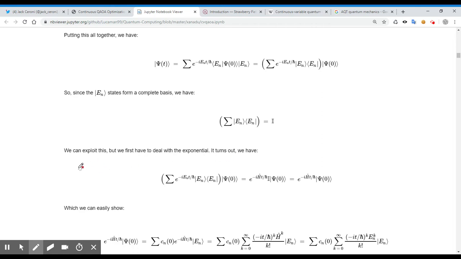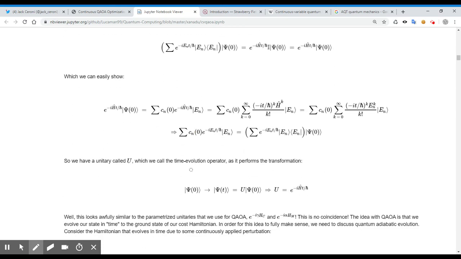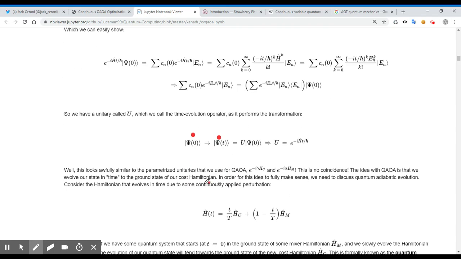We can exploit this, but we first have to deal with the exponential. It turns out, which we can easily show, that we have a unitary called U, which we can call the time evolution operator, as it performs the transformation from time 0 to time t. Well, this looks awfully similar to the parameterized unitaries that we use for CV-QAOA. This is no coincidence. The idea with CV-QAOA is that we evolve our state in time to the ground state of our cost Hamiltonian.